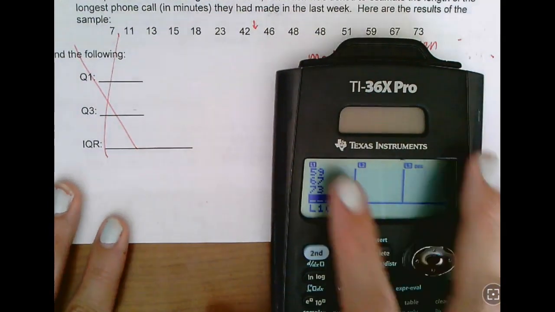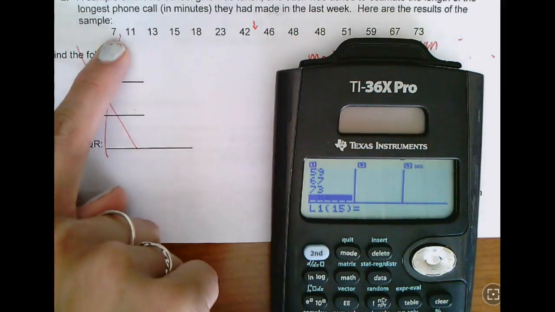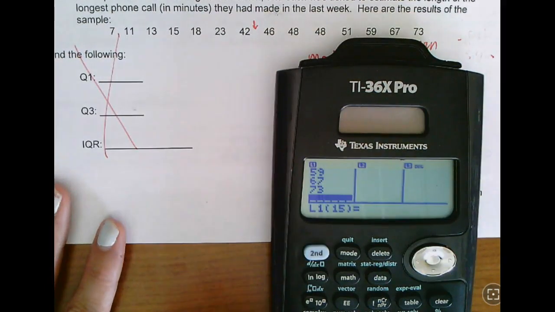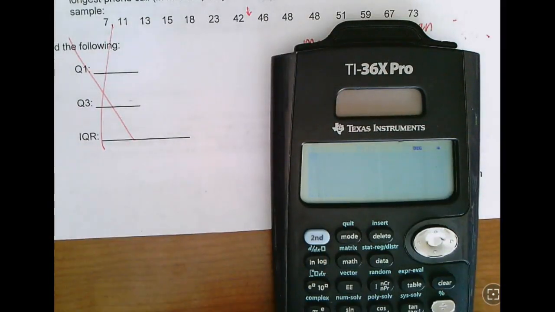Anyways, once I've entered all my data, I can see which space I'm on, which is the 15th. And if I want to, I can confirm that there are 14 data values. So I've entered them all appropriately. And now I want to get out of this. I'm going to do second, mode to quit.